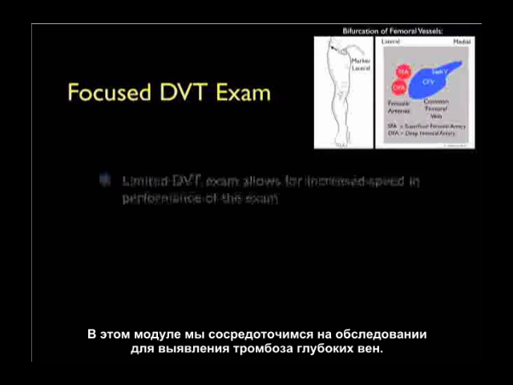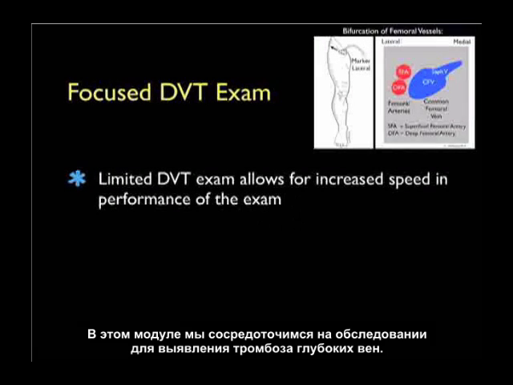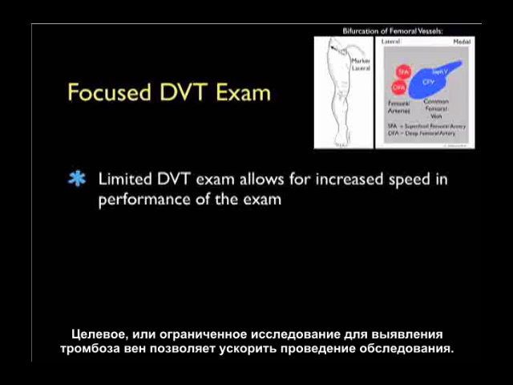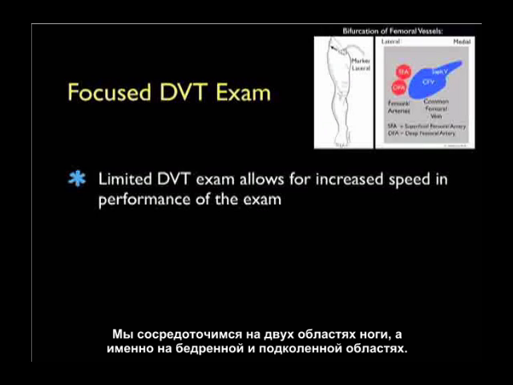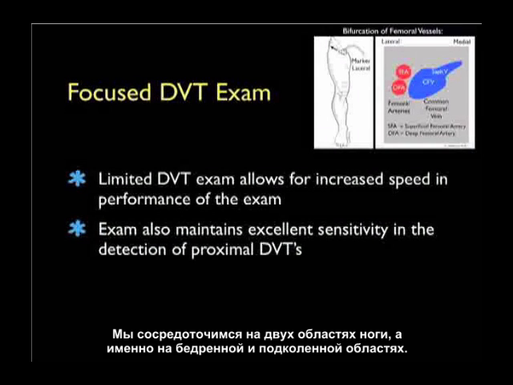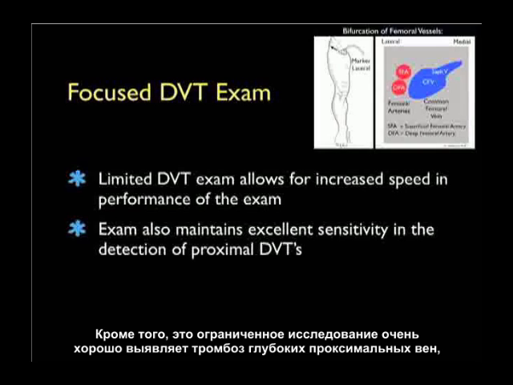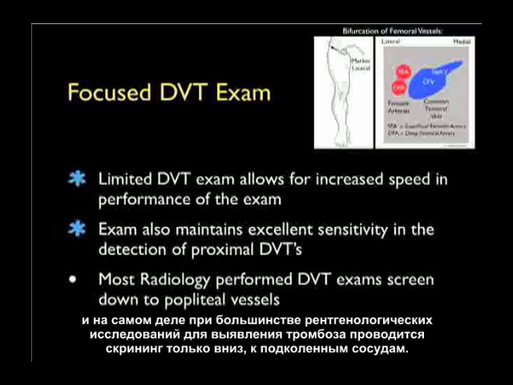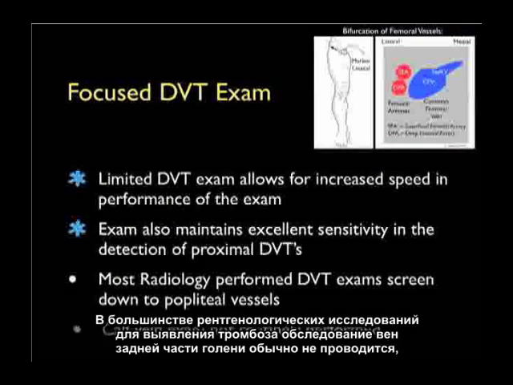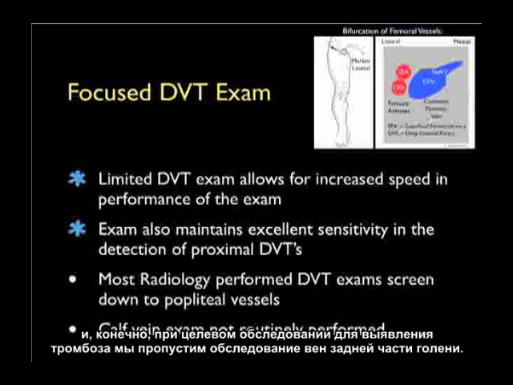Specifically in this module, we're going to concentrate on the focused DVT examination. The focused or limited DVT exam allows for increased speed in the performance of the examination. We'll concentrate on two specific areas of the leg, looking at the femoral region and the popliteal region. This limited examination also maintains excellent sensitivity in the detection of proximal DVTs, and in fact, most radiology-performed DVT examinations screen only down to the popliteal vessels. The calf vein exam is not routinely performed as part of most radiology-performed DVT examinations, and indeed in the focused DVT examinations we'll skip the examination of the calf veins.